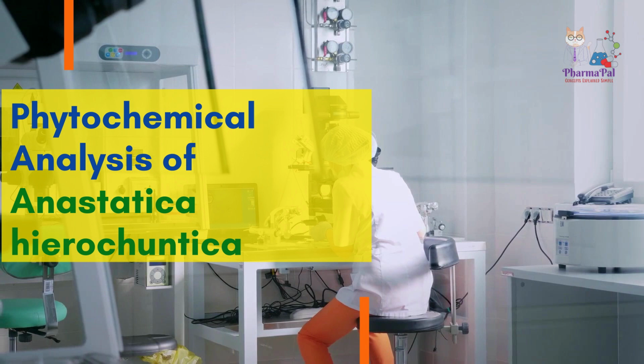Have you ever wondered how plants can survive in extreme conditions and still offer medicinal benefits? This video introduces you to two remarkable plants, Anastatica hierochuntica and Erva javanica. These plants are not just survivors but treasure troves of bioactive compounds. Our study investigates their phytochemical properties and biological activities, shedding light on their potential use in traditional medicine.